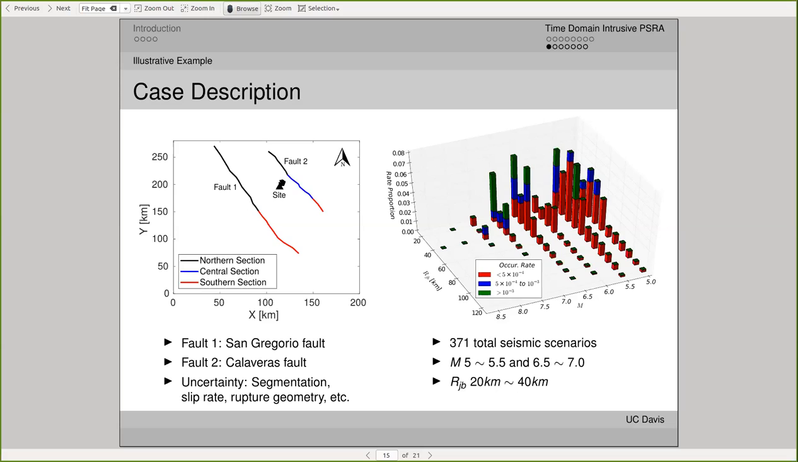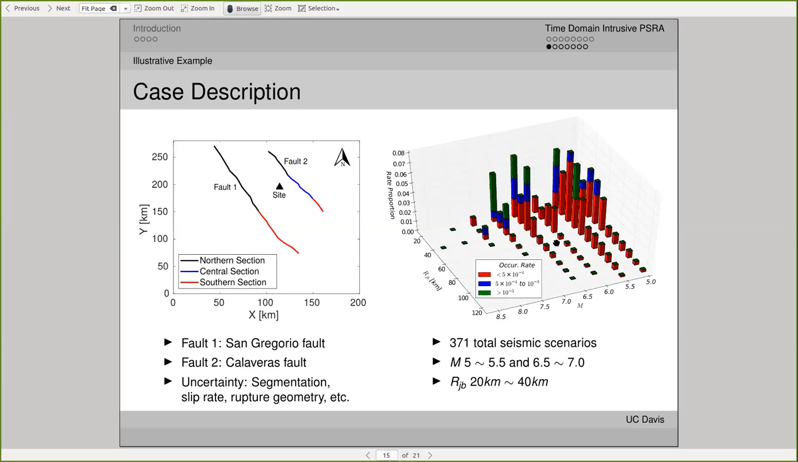Now I'm showing you an illustrative example that applies this framework to do risk analysis. Say we have an engineering site and two seismic faults nearby. Fault one is supposed to be the San Gregorio fault, and fault two shares the same parameters as the Calaveras fault. We consider the uncertainties in the segmentation of the fault, the slip rate, the rupture geometry, and so on. We perform the standard seismic source characterization for these two faults, and we end up with 371 total seismic scenarios for this engineering site. The dominant scenarios are distributed among magnitude 5 to 5.5, 6.5 to 7, and distance 20 to 40 kilometers.